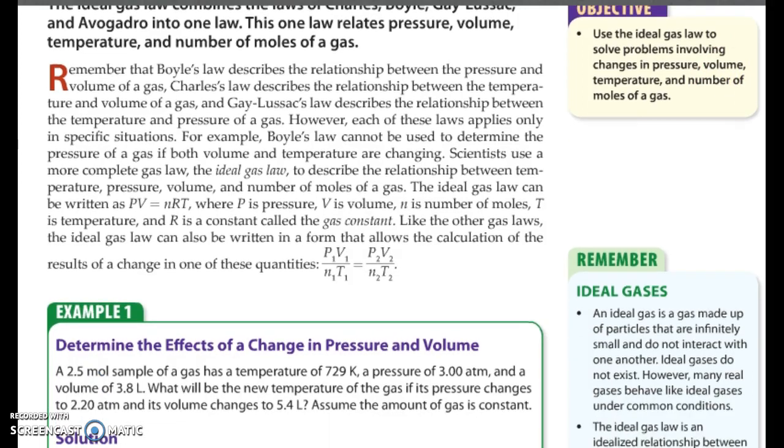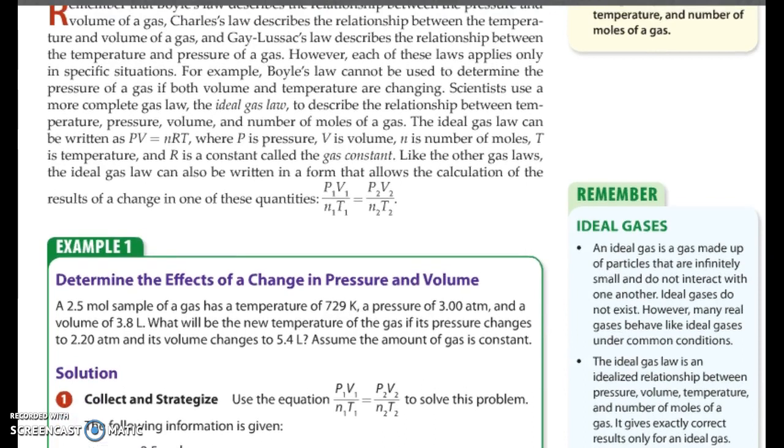All right, determine the effects of a change in pressure and volume. A 2.5 mole sample of a gas has a temperature of 729 Kelvin, a pressure of 3.00 atm, and a volume of 3.8 liters. What will the new temperature of the gas be if the pressure changes to 2.20 atm and its volume changes to 5.4 liters? Assume the amount of gas is constant. All right, so make a list of everything you know. And what are we solving for? We're solving for T2. Go ahead and hit pause and work through this entire equation on your own.